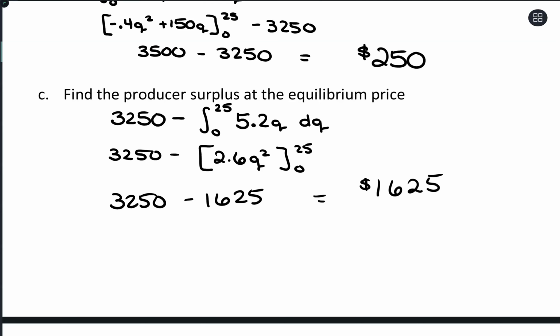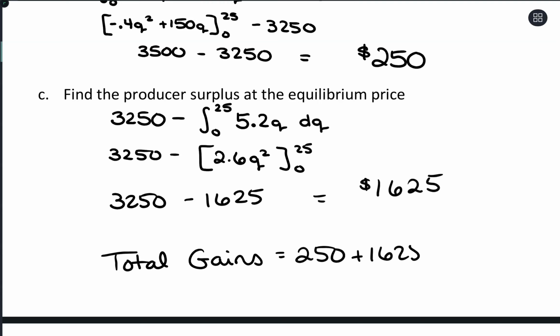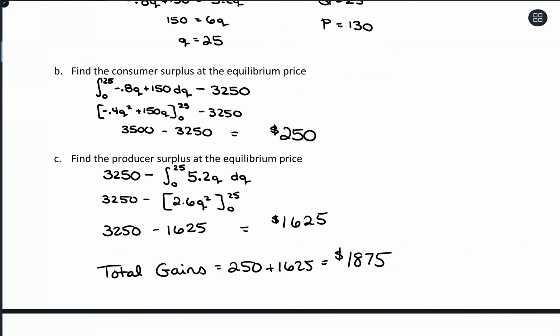And then they didn't ask for it here, but I just want to keep adding it in, that if they wanted the total gains, then we would just add those together. So 250 plus 1,625. So there would be a total gains of $1,875. Okay, so that's consumer surplus and producer surplus. So using the equilibrium point, talking about what kind of benefit consumers and producers are getting beyond the price that is paid and supplied for with that quantity.